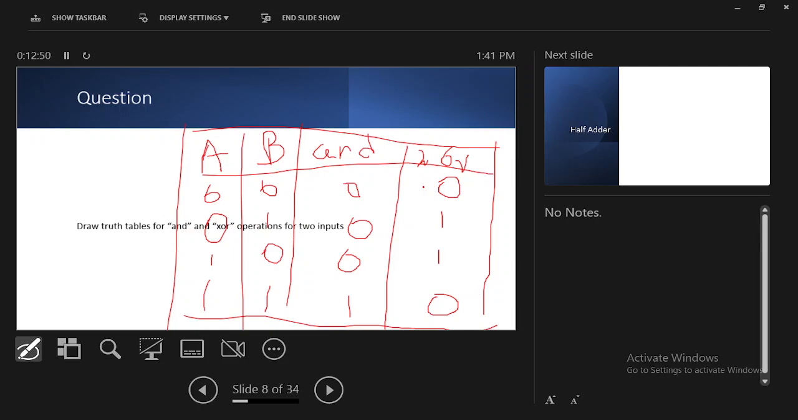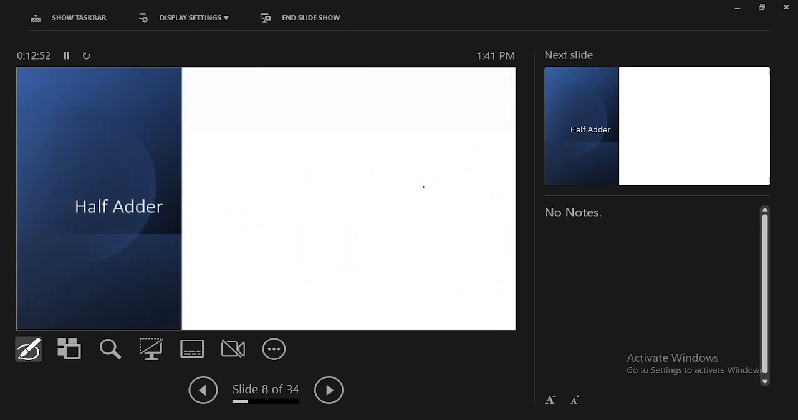Still it might be confusing. We'll go to the next step, then you might understand what is happening there. We'll take the first one, the half adder. A half adder is the basic digital circuitry that performs addition of two single bit binary numbers. You should understand it's two single bit binary numbers.